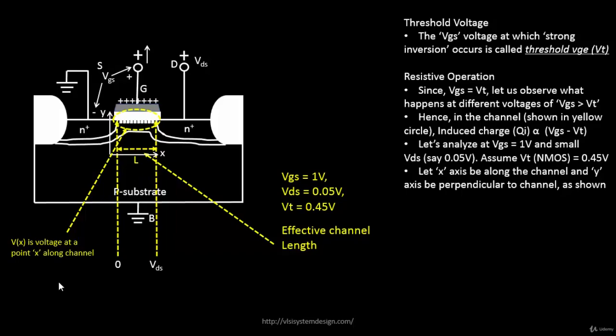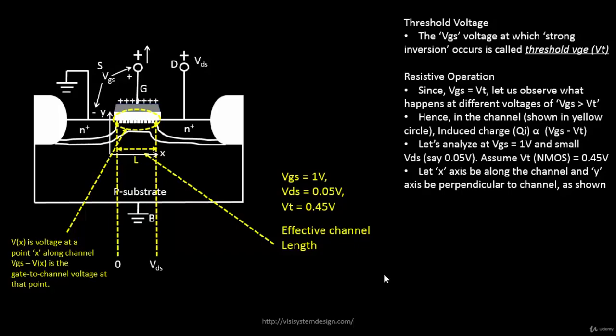Let's try to give a value to it. Let's say V of x is the voltage at any point on this particular channel. Let's say this point is L by 2. The potential at this point will be V of L by 2, the potential at this point will be V of 0, and the potential at this point will be V of L, and all will be different. And why are they different? Because of this small voltage that we have applied. It won't be very different, but there will be some difference in the voltage across the channel just when you apply the drain to source voltage.